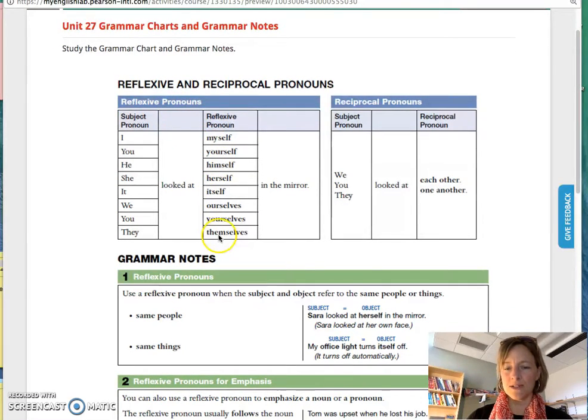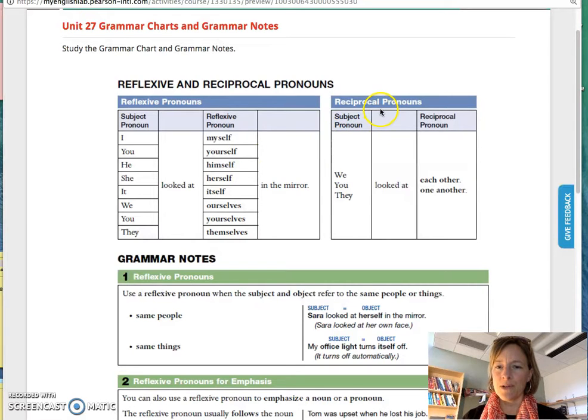There's a nice list here. And I want you to notice that the first ones are singular, and the last three are plural. And all that means is that the pronoun refers back to the subject. So I looked at myself. You looked at yourself. So you're looking at yourself, or you're asking yourself. So it's referring back to the subject. And that's what all of these pronouns do, actually.